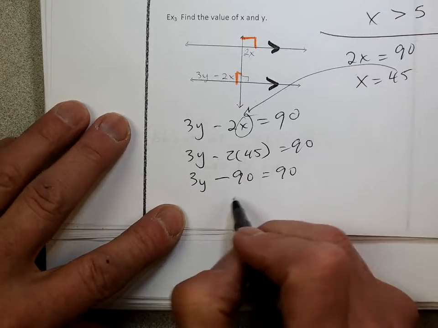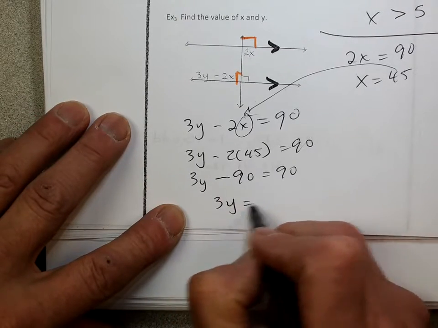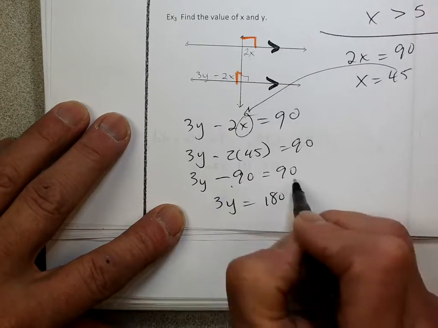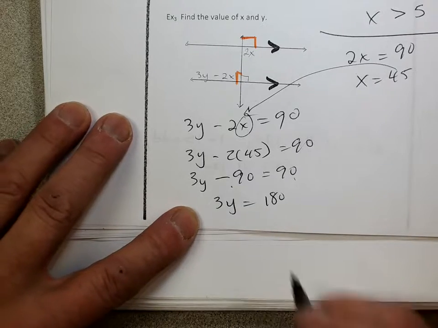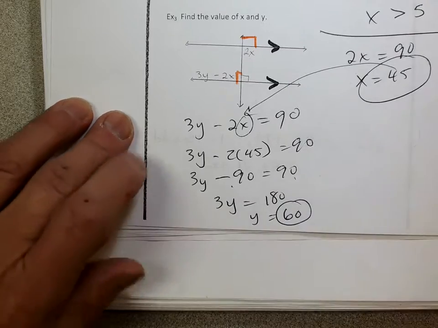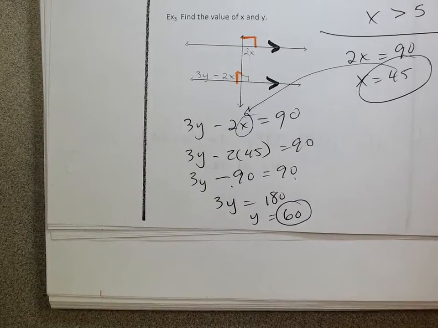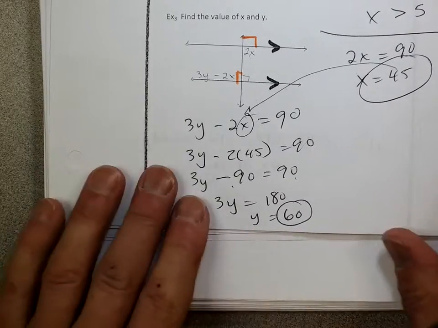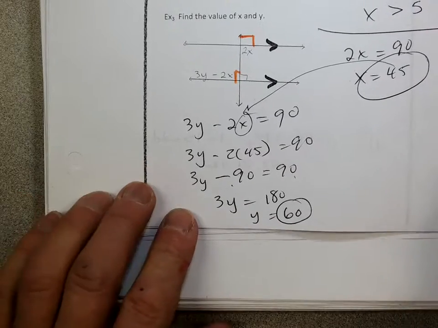Add 90, I get 180. 3y equals 180 because I went plus 90, plus 90. Divide by 3, y is 60. How's that? That wasn't so bad either. Right? Ready for me to turn the page?